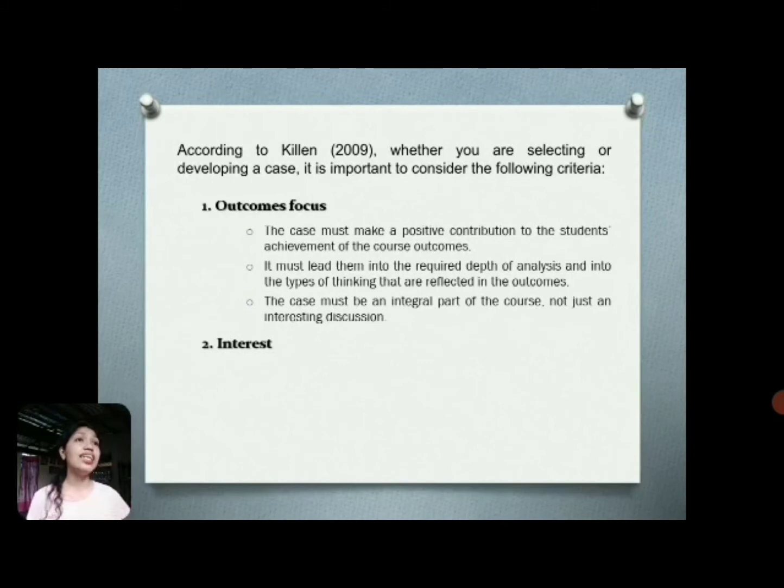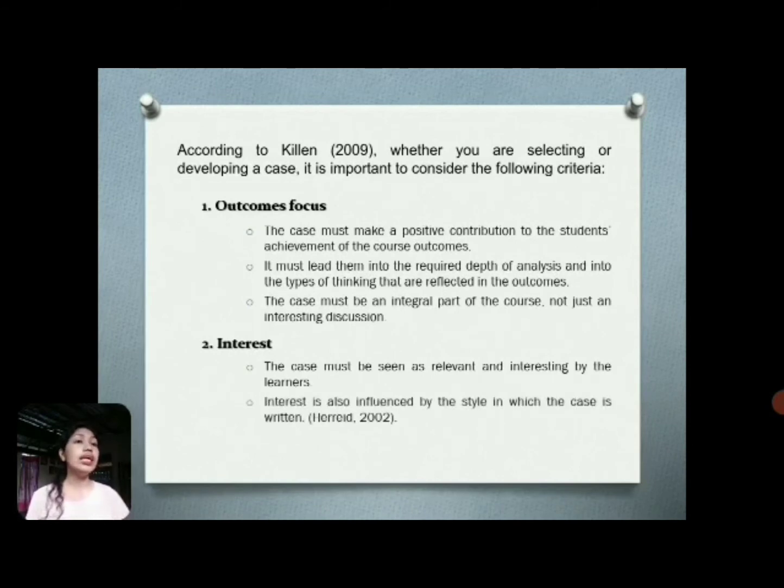Second, interest. The case must be seen as relevant and interesting by the learners. This usually means that the case tells a story that the readers can relate to their own experiences or to a situation that they believe they might face. It also helps if the case contains some controversy or conflict, an issue on which the students might reasonably be expected to disagree. Interest is also influenced by the style in which the case is written. This is according to Herod 2002.